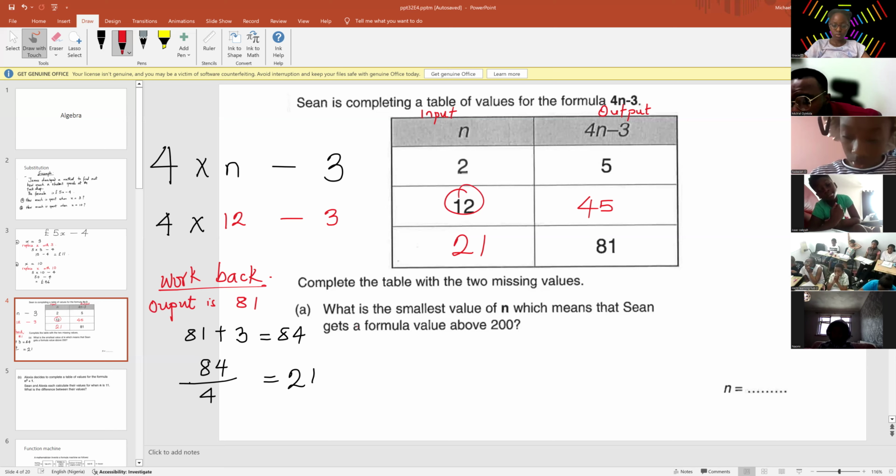Who is thinking? Nathaniel, what is the smallest whole number above 200? 201. Can you give Nathaniel a big round of applause?